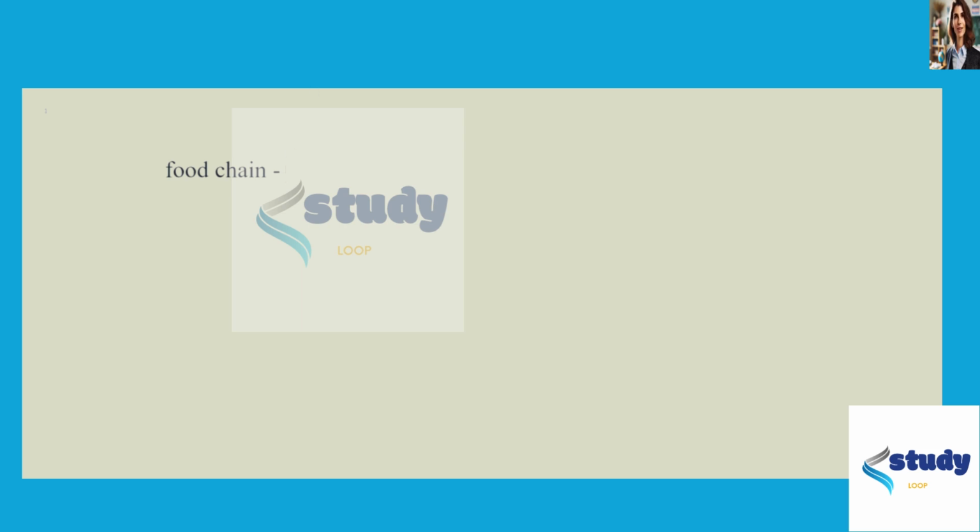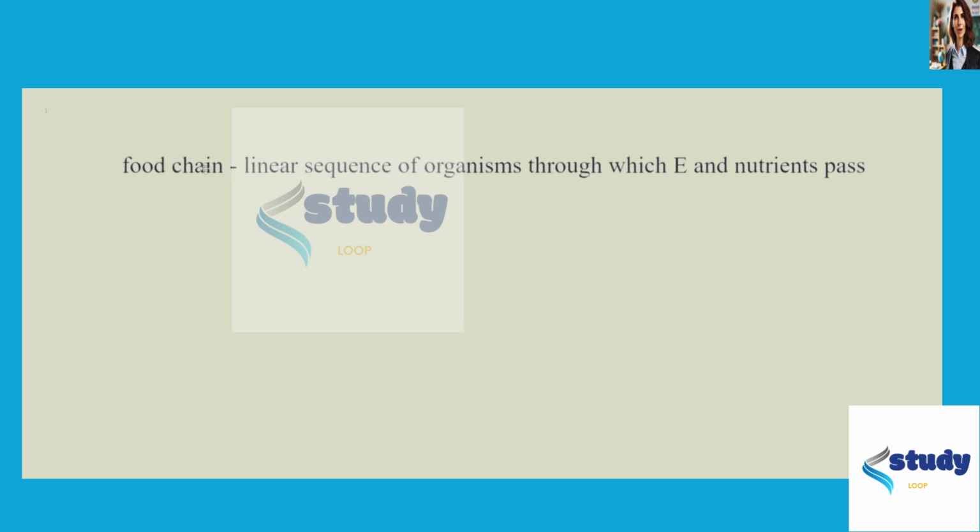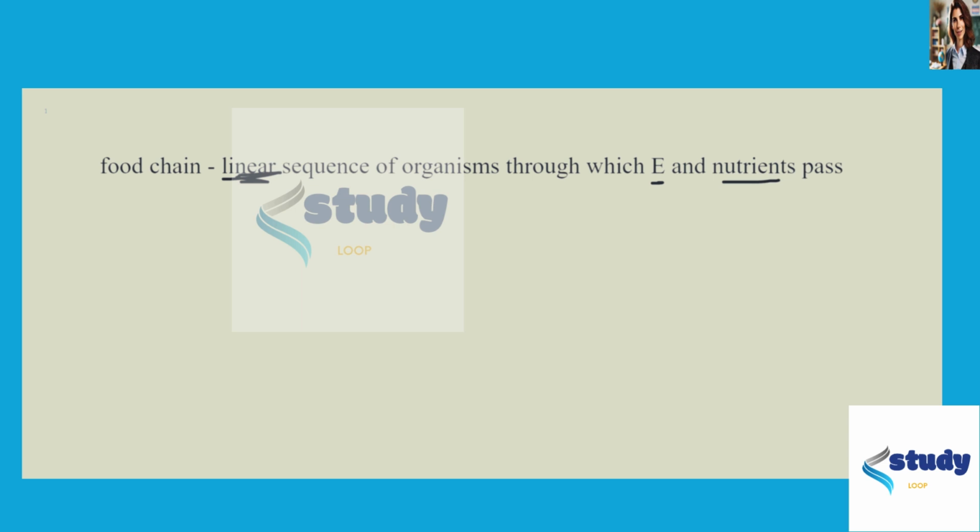A food chain is a linear sequence of organisms through which energy, which I'm going to just put as an E, and nutrients pass. What's important about a food chain is that it's linear, meaning that it only goes in one direction, and it shows how energy and nutrients pass through it.